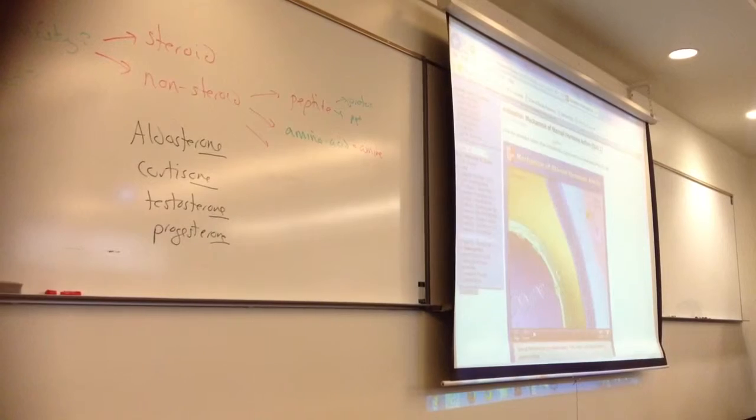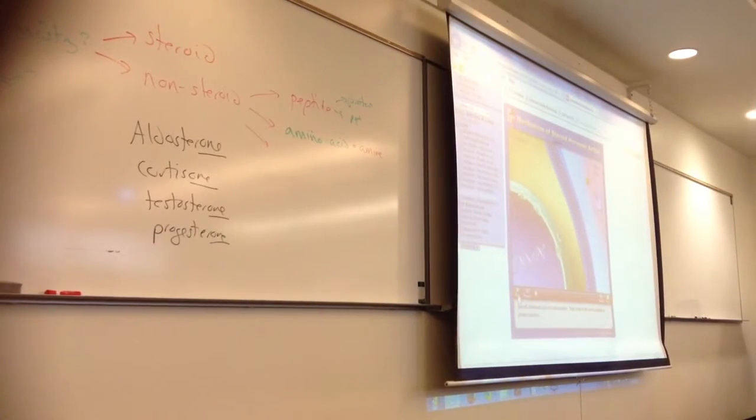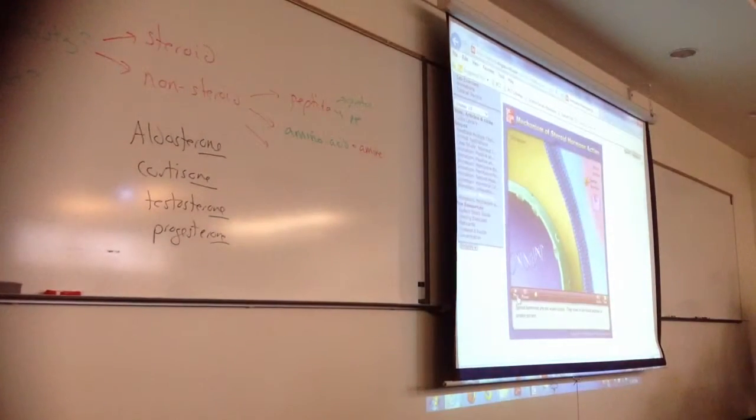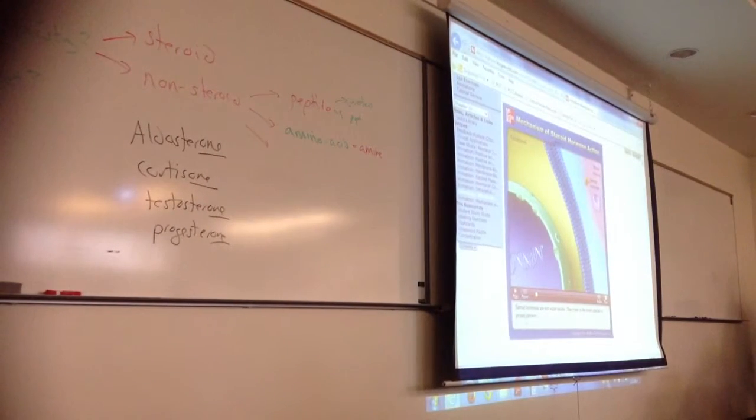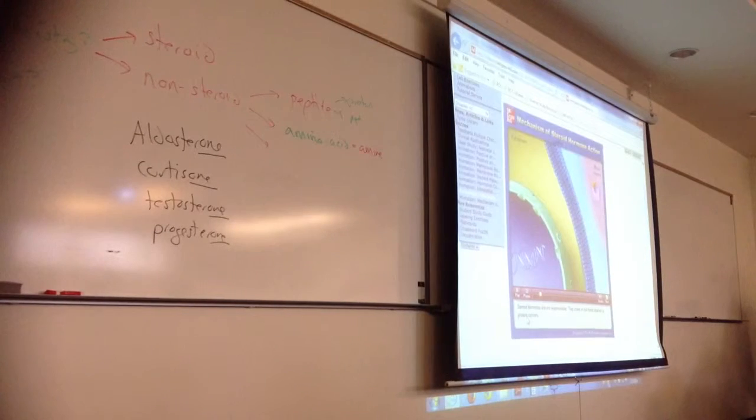So here's McGraw-Hill's version of steroids. Steroid hormones are not water-soluble, aka lipid-based, hydrophobic. They travel in the blood attached to protein carriers. When steroid hormones arrive at their target cells, they dissociate from their protein carriers and pass through the plasma membrane of the cell. Some steroid hormones bind to specific receptor proteins in the cytoplasm and then move as a hormone receptor complex into the nucleus.